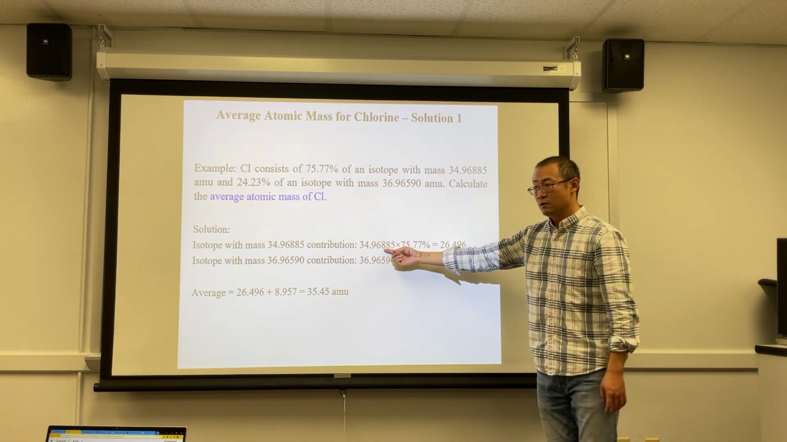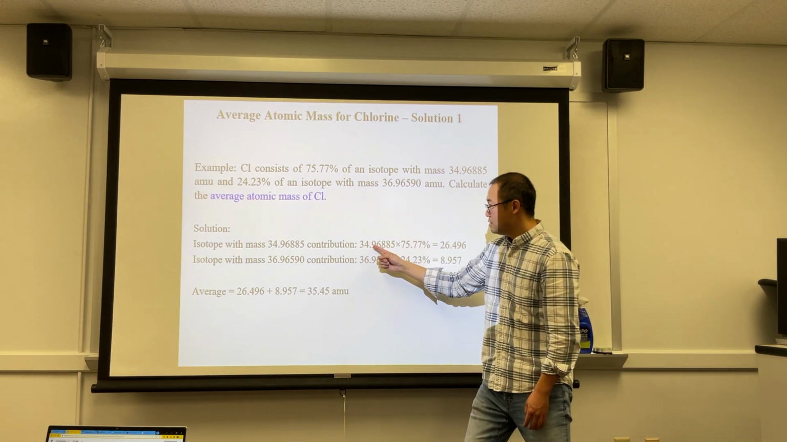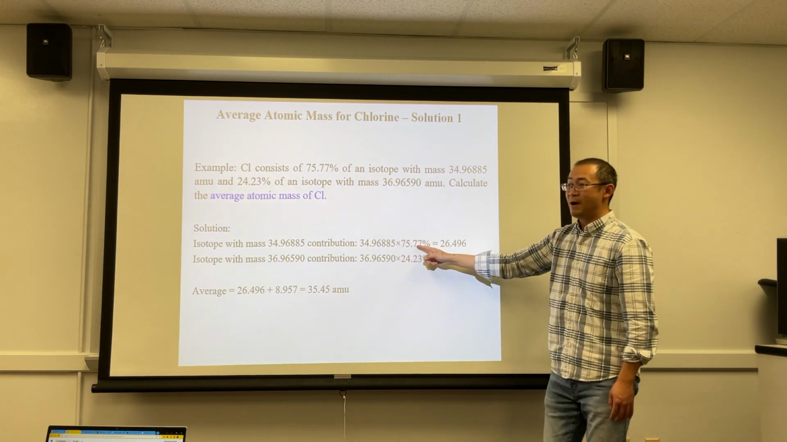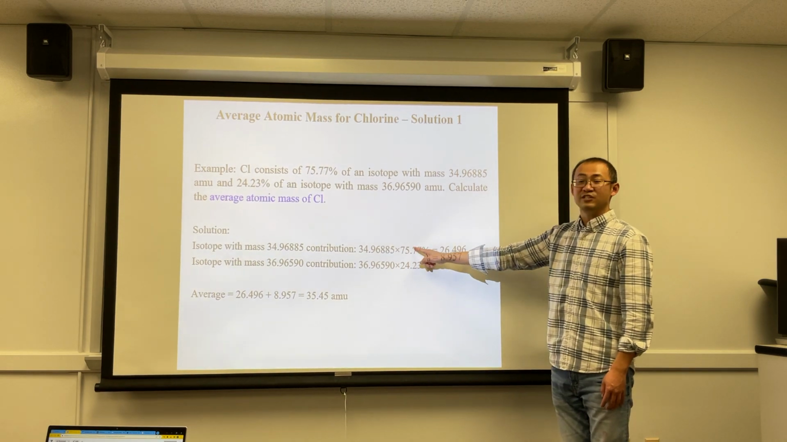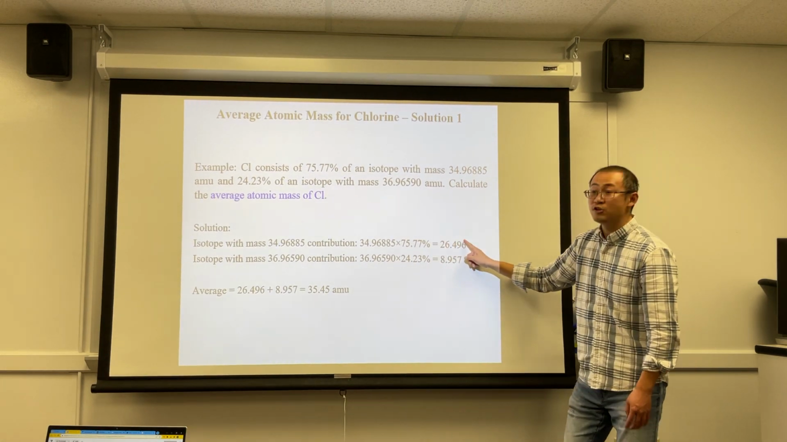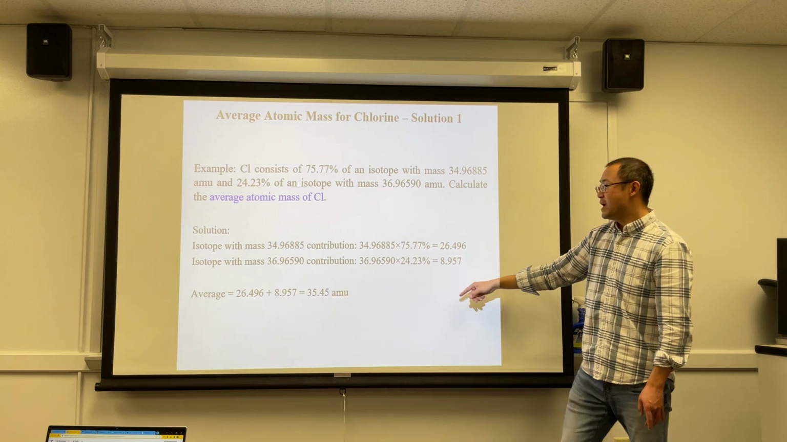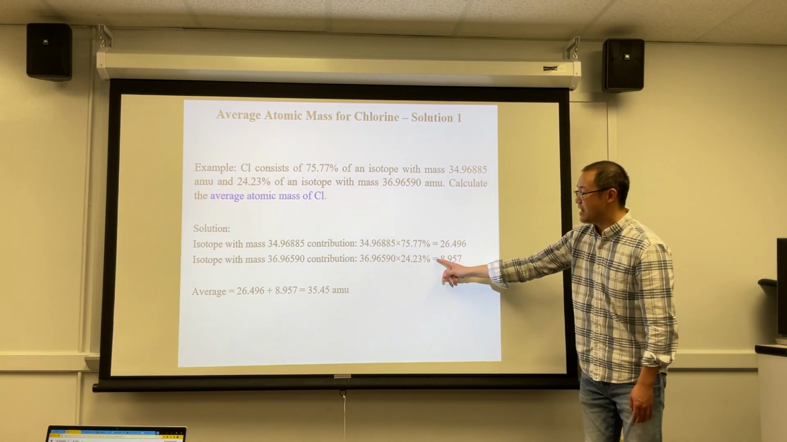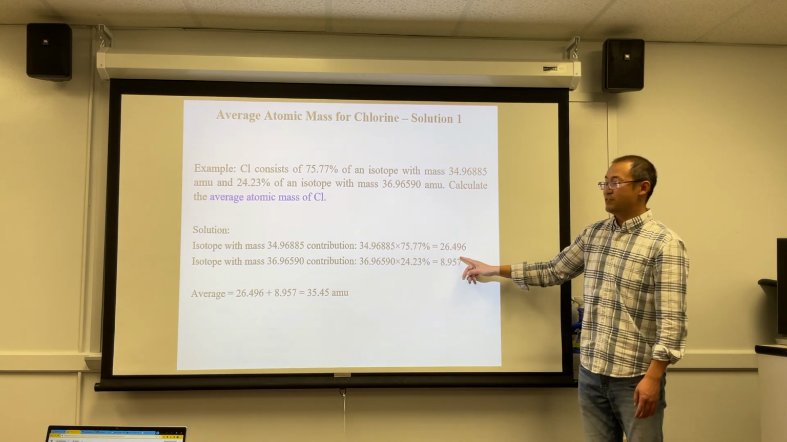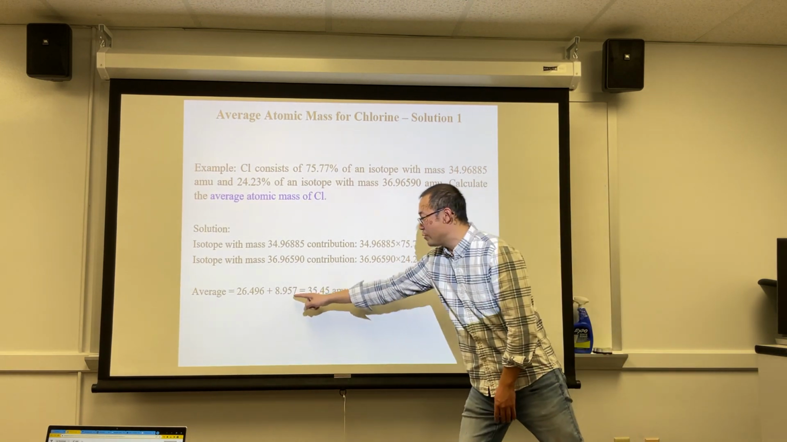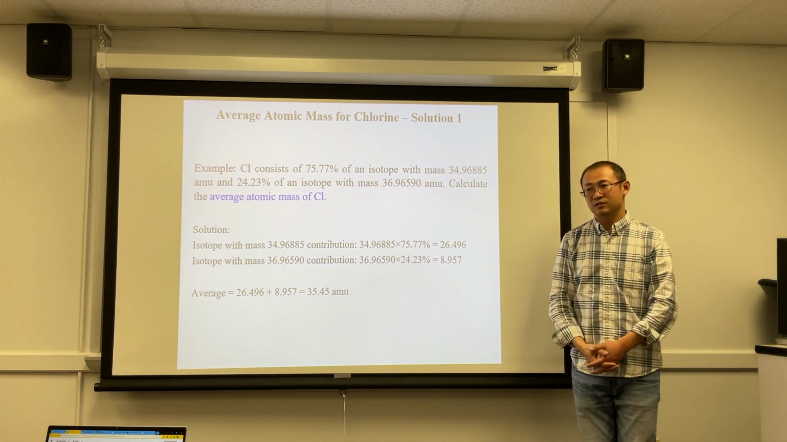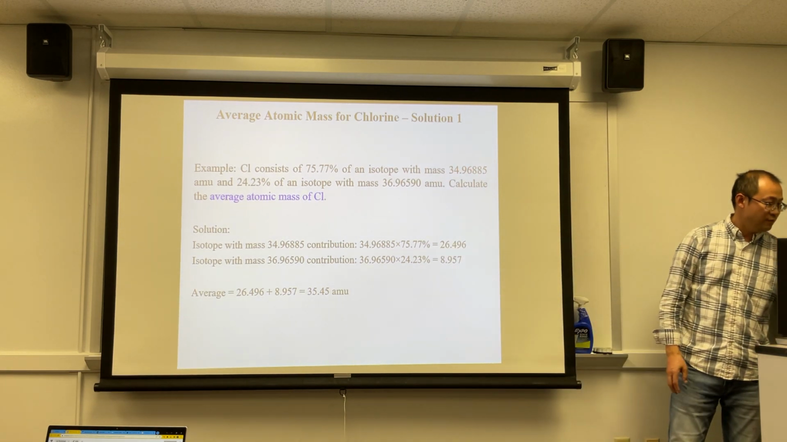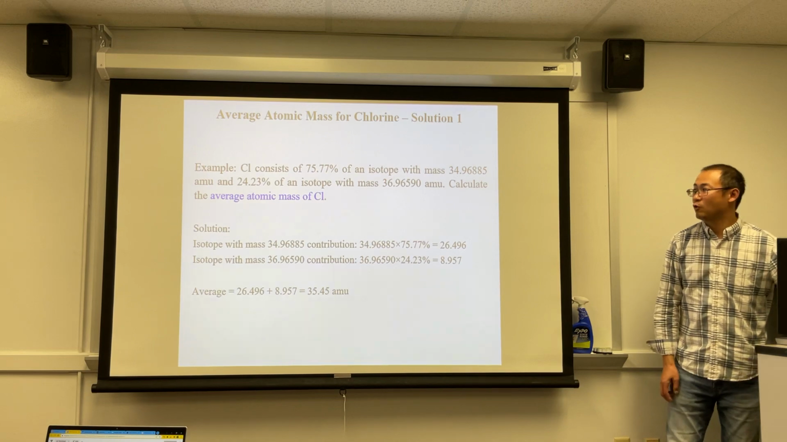How do we calculate the average if we know the isotopes and their natural abundance? Again, we use the mass of that isotope multiplied by their percentage. We get their contribution. Is that right? And then we use another mass multiplied by their percentage. We get another contribution. Then we add both contributions together. We get the average. This is how we calculate the average mass of chlorine.